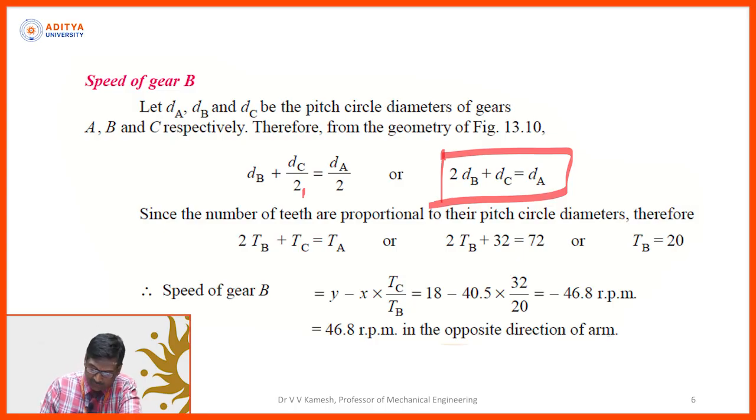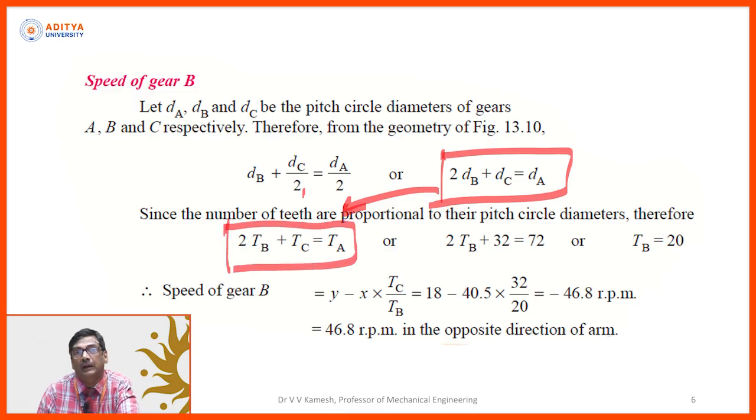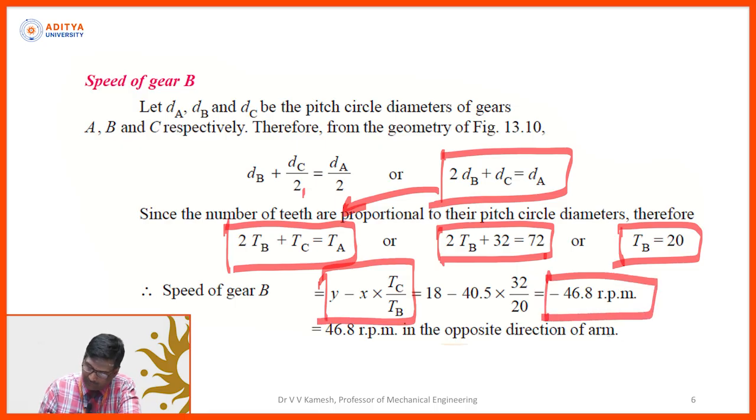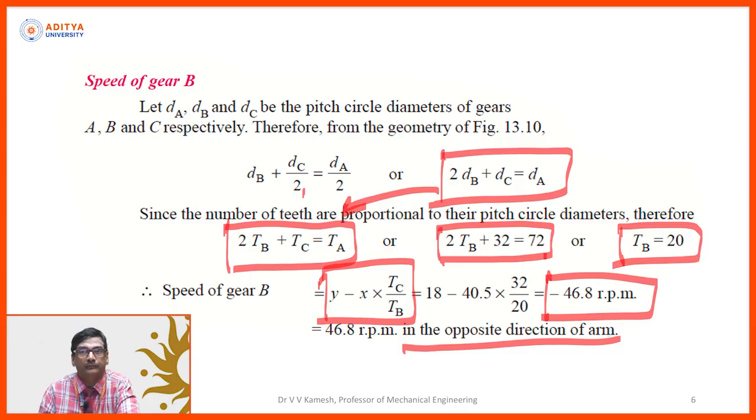The same thing you convert into the number of teeth. So 2 TB plus TC is equal to TA. From this I can get the number of teeth on B, we got here 20. So substitute in y minus x into TC by TB, then I will get gear B rotation as minus 46.8 rpm. So this is in the opposite direction of the arm.